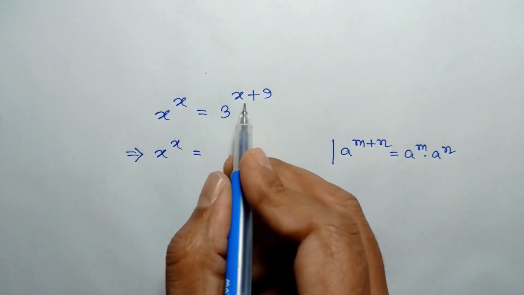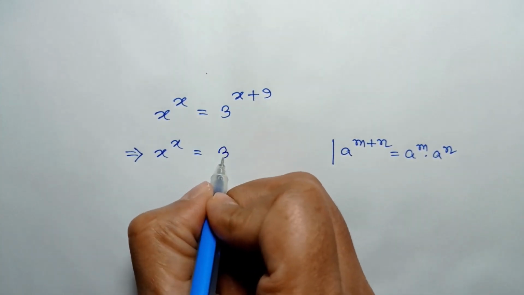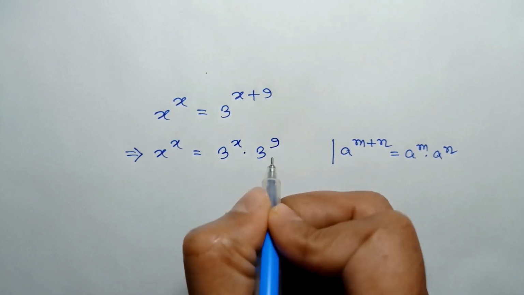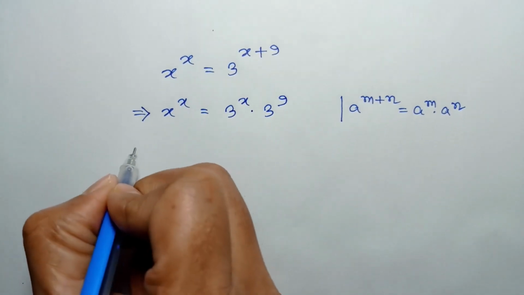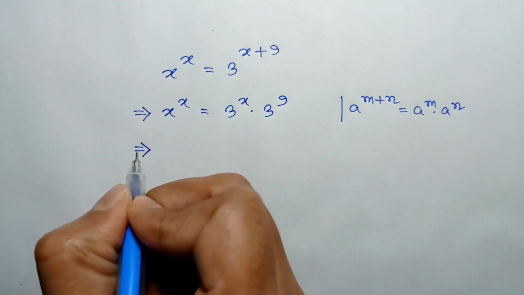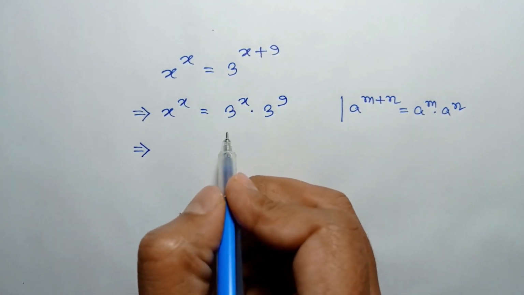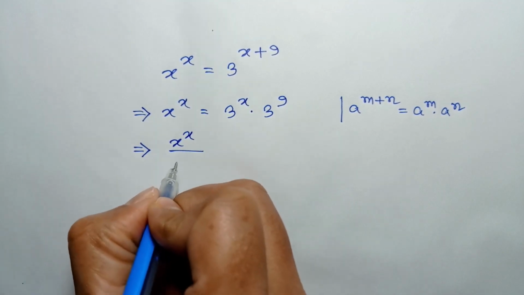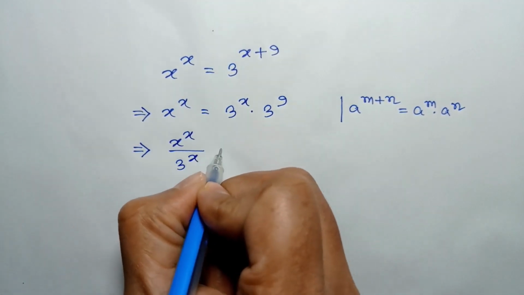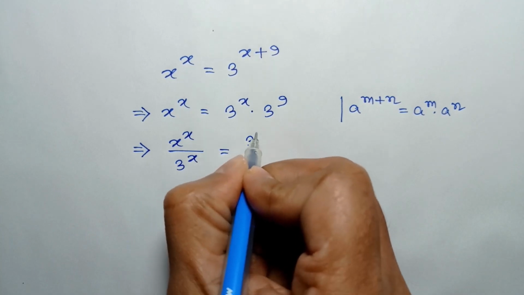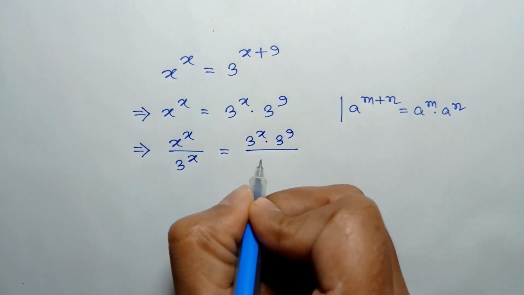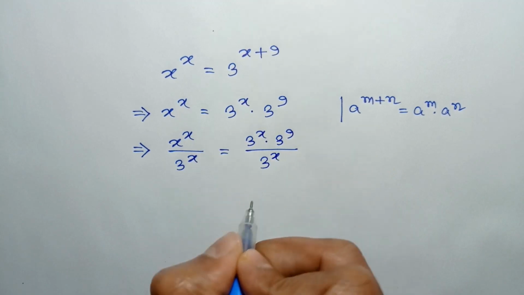We can write it as 3 to the power x times 3 to the power 9. Dividing both sides by 3 to the power x, we can write x to the power x over 3 to the power x is equal to 3 to the power x times 3 to the power 9 over 3 to the power x.